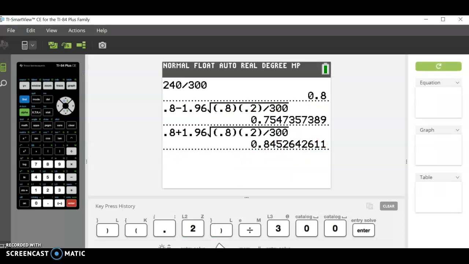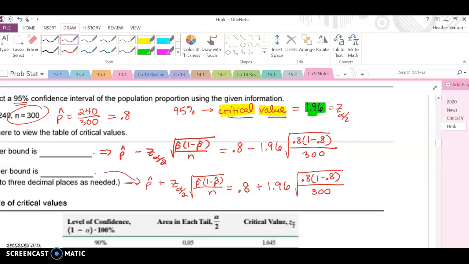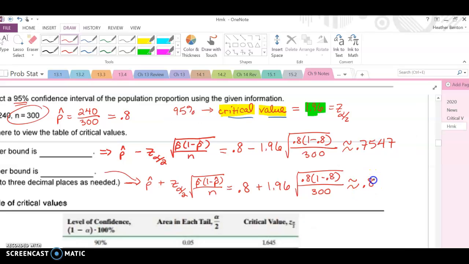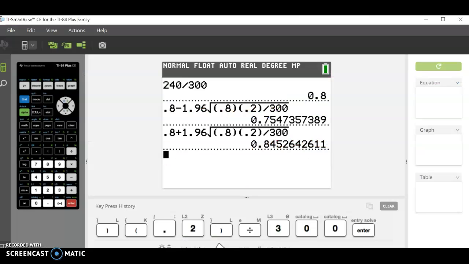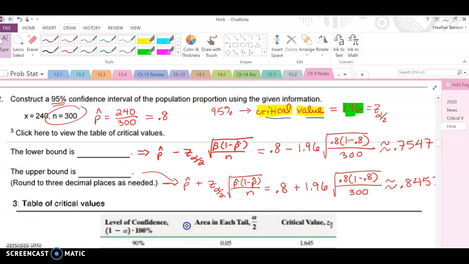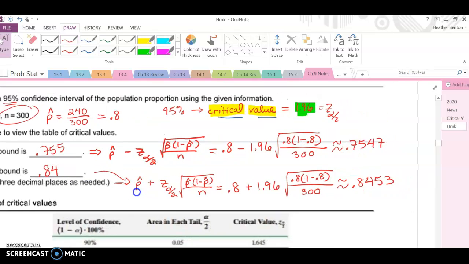Okay, so we put this in the calculator, and our lower bound comes out to be 0.7547. And the upper bound comes out to be 0.8453. Make sure I rounded that first one. Yeah. And so how many decimal places? 3. So this will be 0.755, and this will be 0.845.